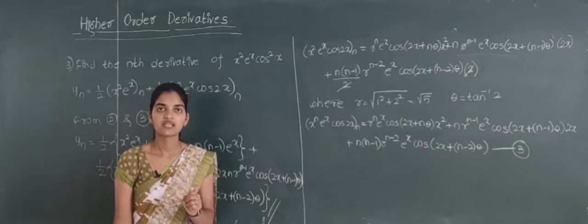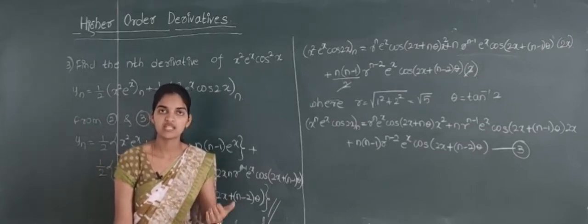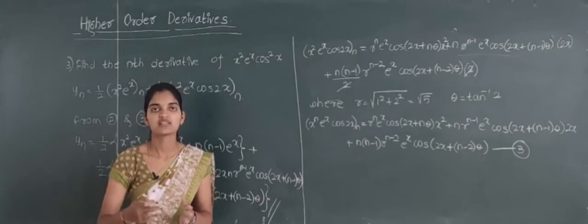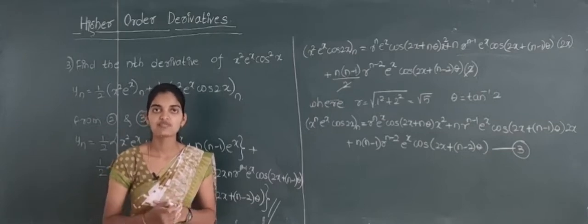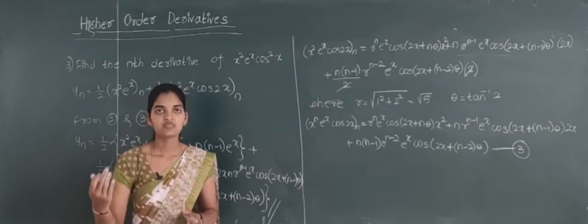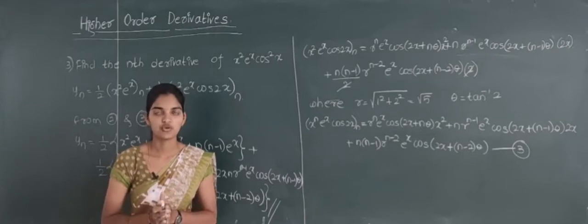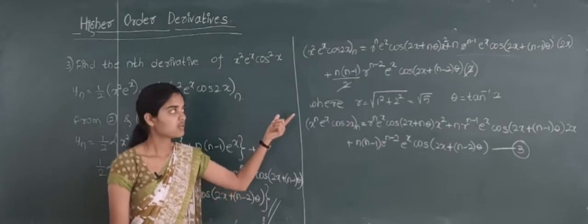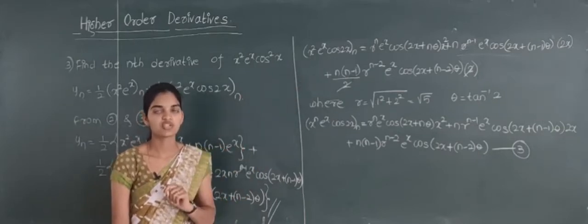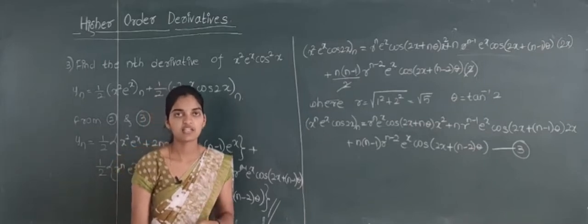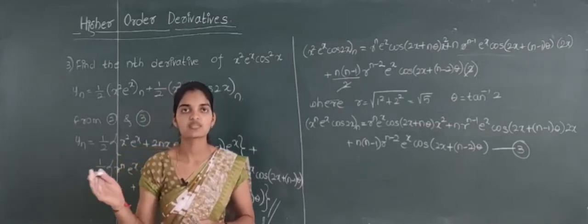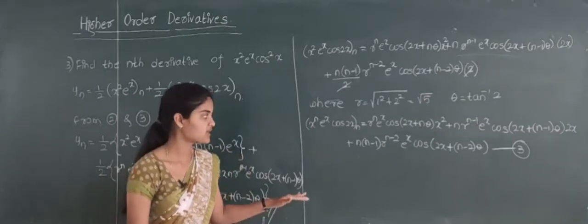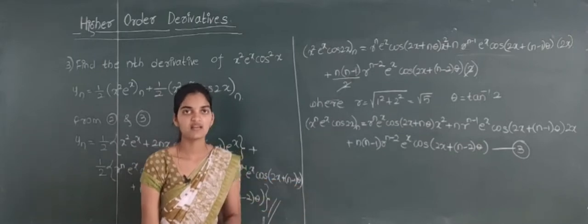Wherever you get the u into v form, you have to consider v as the function whose derivative vanishes after 2 or 3 steps. Such a function we have to consider as v. Then the remaining function we take as u. Then by using the Leibniz theorem, substitute u and v wherever they are in the equation, get the nth derivative and the corresponding (n minus 1)th derivatives, substitute them all there, and you will get the total solution. So this is our third example completed here.